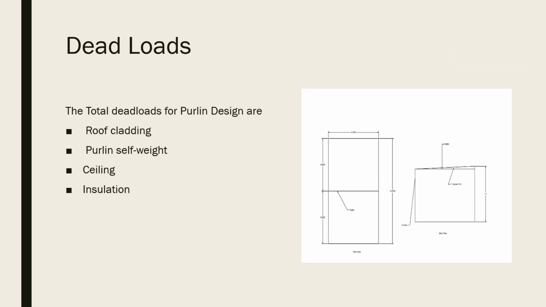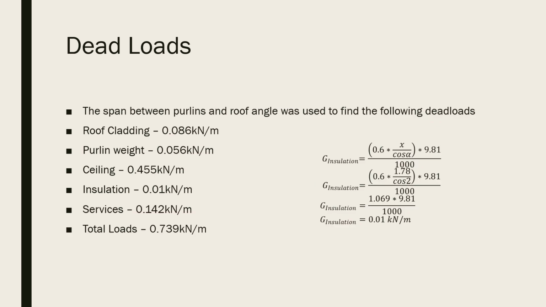The dead loads required for purlin design are roof cladding, purlin self-weight, ceiling weight, insulation weight, and service weight. For the dead loads that were on an incline, such as insulation, the span between the purlins and roof angle were used to find them. There is a list of the dead loads below.